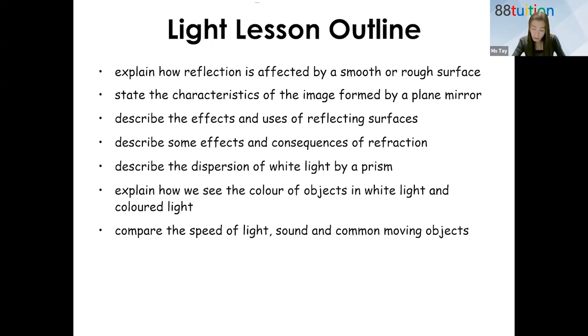Okay, effects and consequences of refraction. Then describe dispersion of white light by a prism. Explain how we see color of objects in white light and colored light. Then compare speed of sound, speed of light, and common moving objects. But most of the time they focus on the top 6. Comparing the speed of light and sound, you just need to know that speed of light is the fastest.